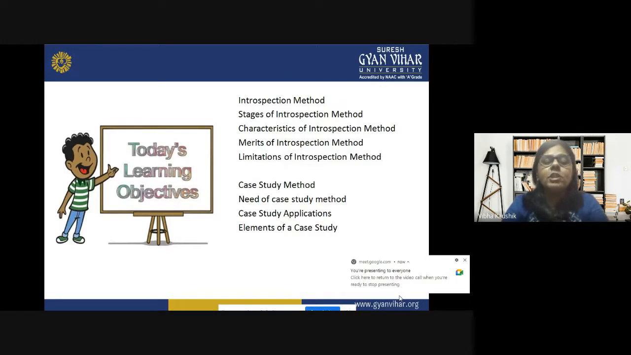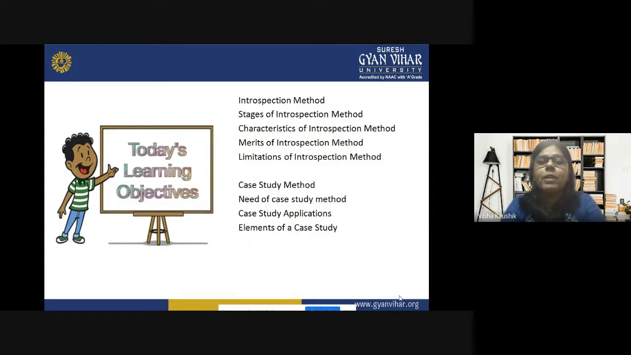Now, the learning objectives of today's topic, introspection method: you will be able to define what we mean by introspection method. Stages of introspection method. What are the different stages of introspection method? Characteristics of introspection method. Merits of introspection method. Limitations of introspection method. What are the different limitations of an introspection method?